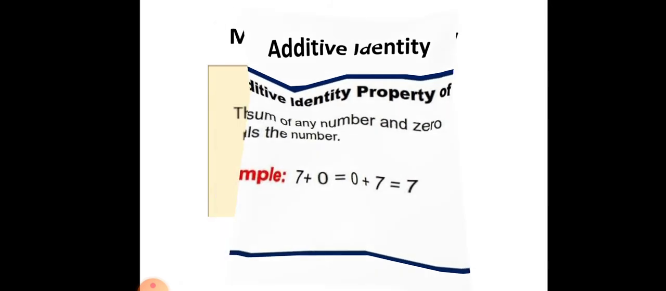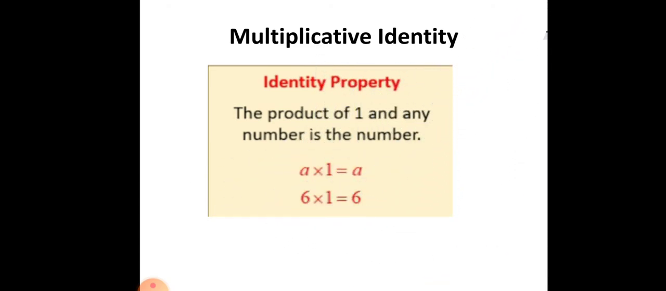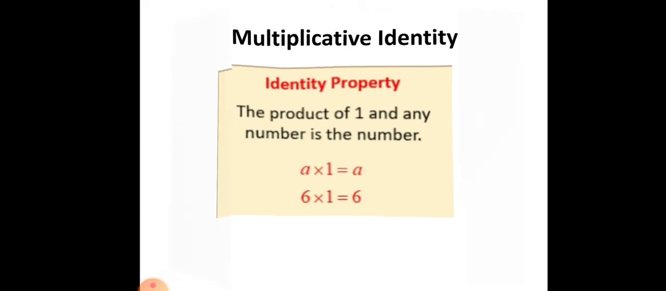Now, multiplicative identity. When we multiply any number by 1, the answer is the number itself. Or the product of 1 and any number is the number itself. So this is the multiplicative identity, and 1 is the multiplicative identity. A multiplied by 1 equals A, and 1 multiplied by A also equals A. 6 multiplied by 1 equals 6, and 1 multiplied by 6 is also 6.